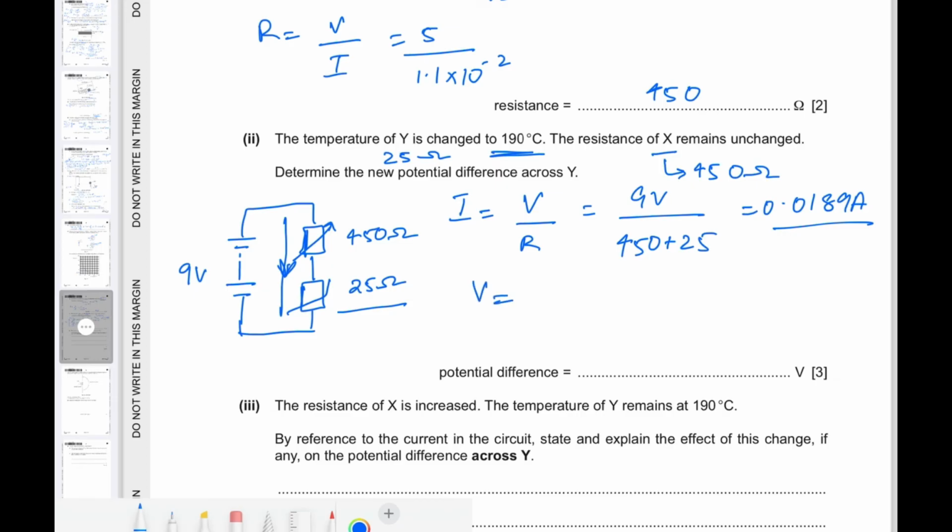Therefore, the potential difference across Y is equal to 0.0189 multiplied by its value of resistance, that is 0.47 volt.